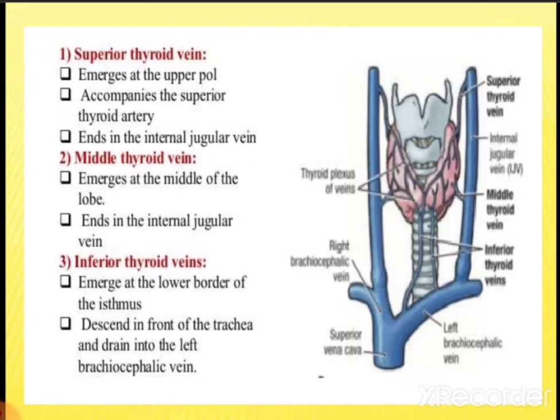Then the venous drainage. There are 3 veins from the thyroid gland: superior, middle and inferior thyroid veins. Superior thyroid veins emerge from the upper pole of the thyroid gland. It ends in the internal jugular vein. Middle vein drains into again internal jugular vein. This is the internal jugular vein. This is superior, this is middle thyroid veins, and this is the inferior thyroid veins which directly drains into the brachiocephalic vein.